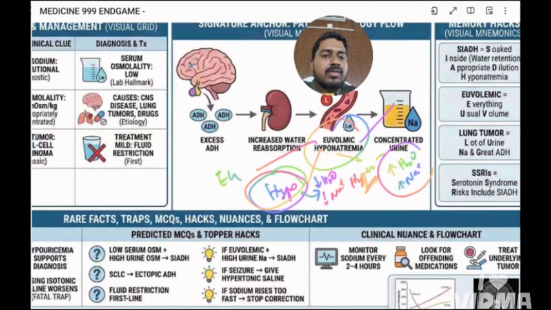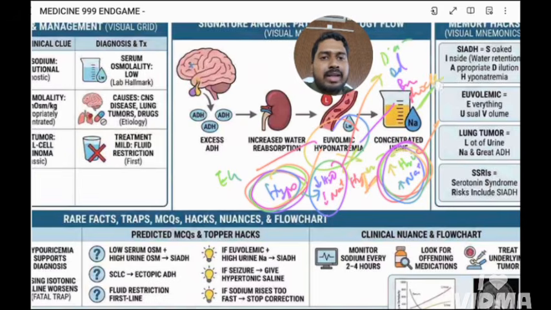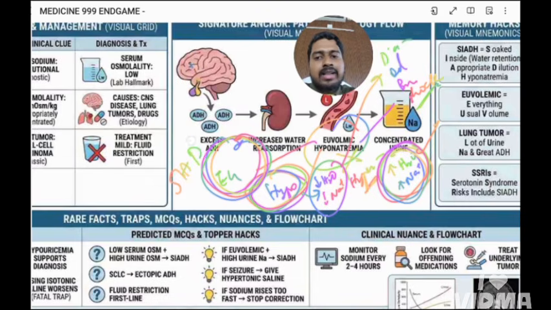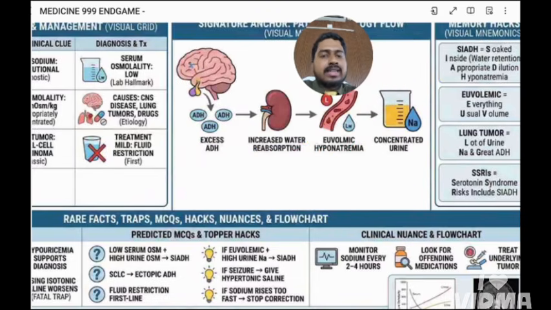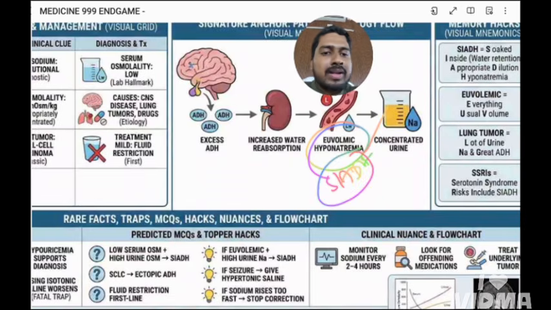This happens in cirrhosis and nephrotic syndrome. In hypovolemic, you will basically see it in diarrhea, dehydration, burns, and shock. And in euvolemic, there is only one main condition that you should remember, that is SIADH. In every MCQ, unless proven otherwise, all euvolemic hyponatremia is SIADH. There are some rare causes also, like hypothyroidism and pseudo Cushing's, but the most important is SIADH.